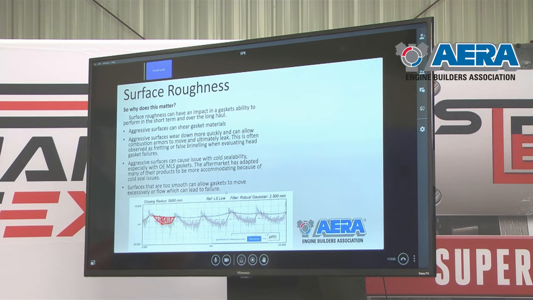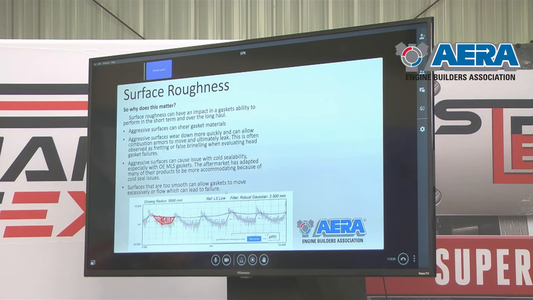Aggressive surfaces wear down more quickly, like if you have a rough cylinder bore and the rings knock that stuff down. Again, the same thing happens with gaskets. Those peaks are the first things to get scrubbed off. This is observed as false brinelling or fretting, and can ultimately allow the flange or the armor to move around and you have a blown head gasket. Aggressive surface finishes can cause issues with cold sealability.